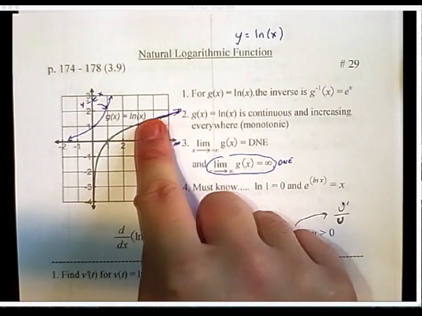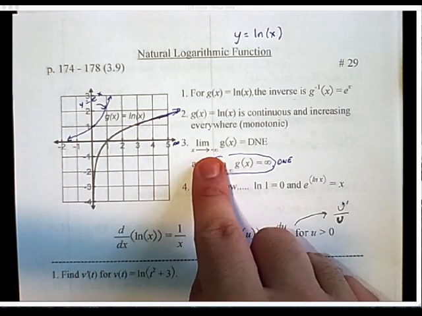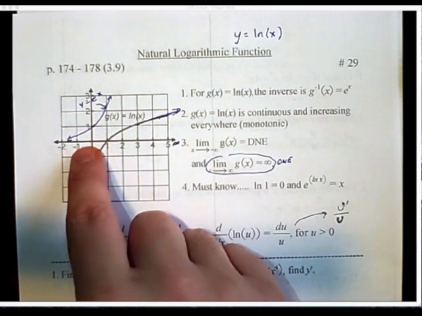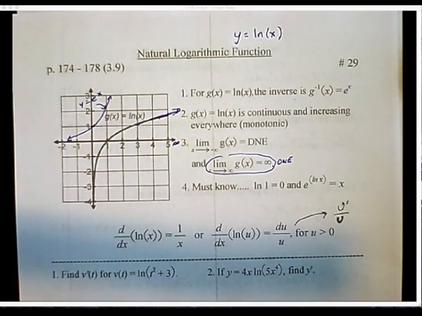Now, you can't take natural logs of negative numbers. So the limit as x approaches negative infinity, way over here, this curve actually doesn't exist.